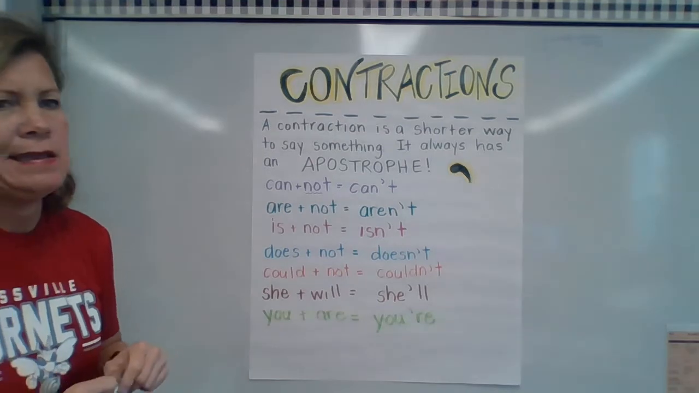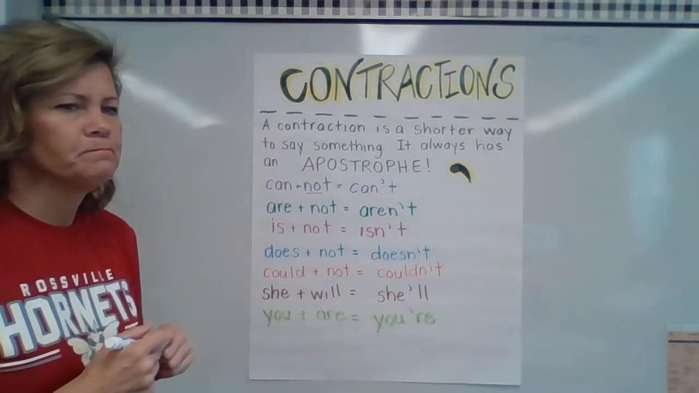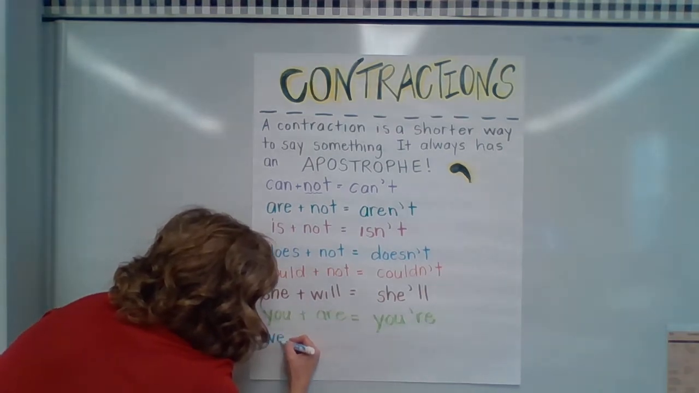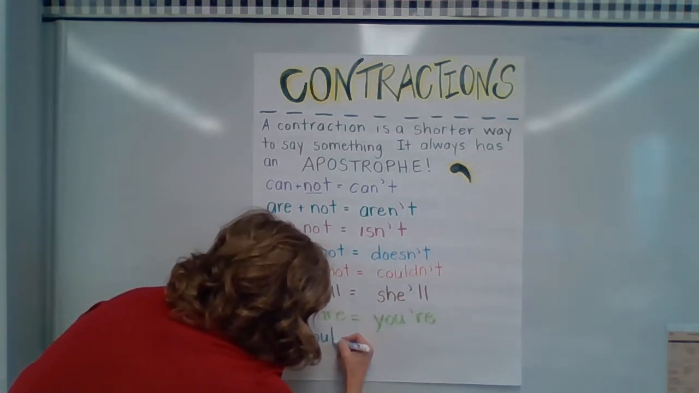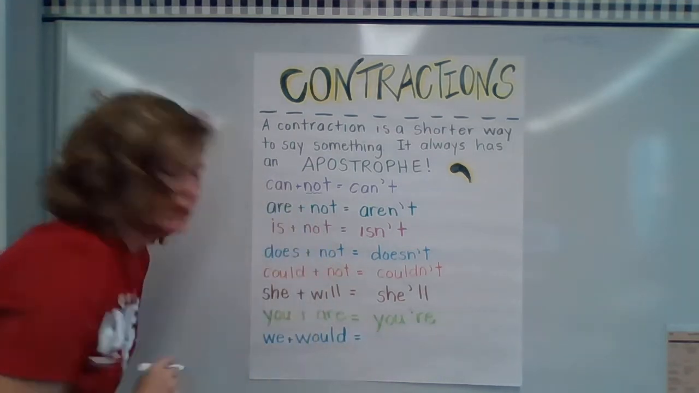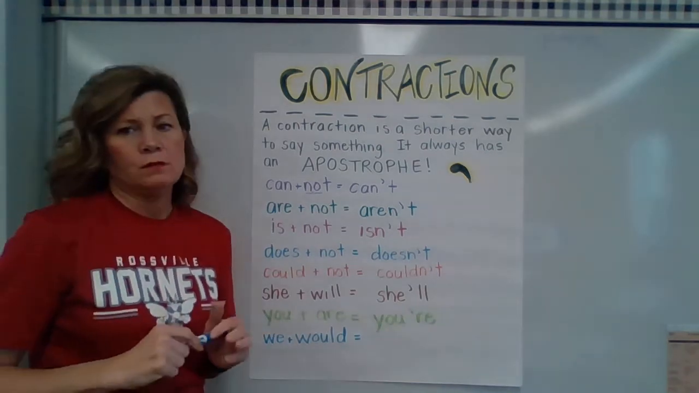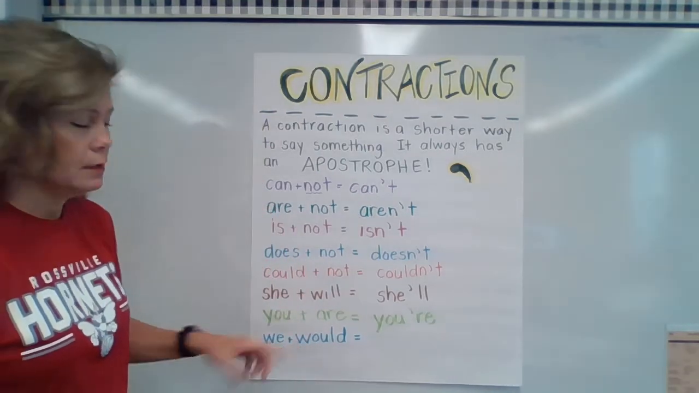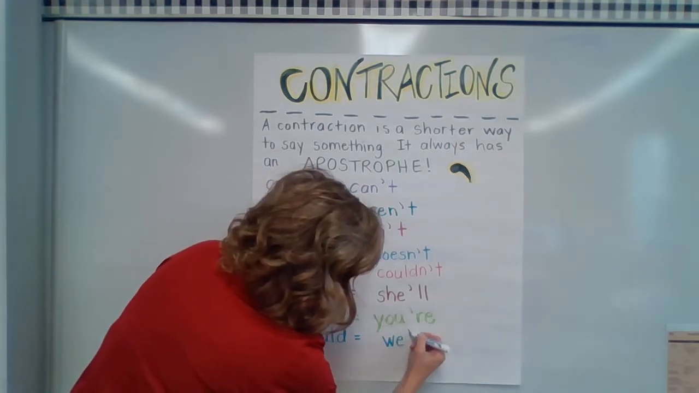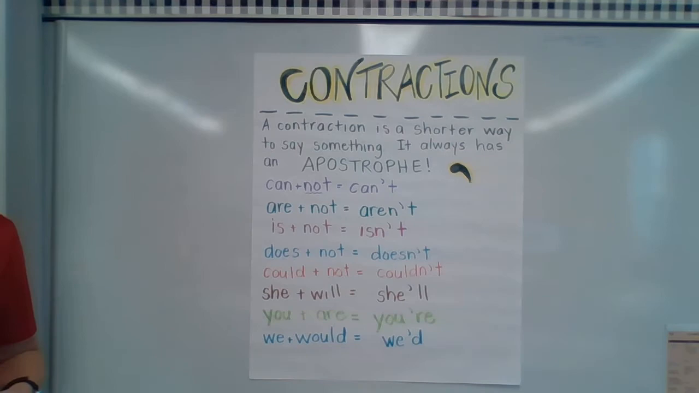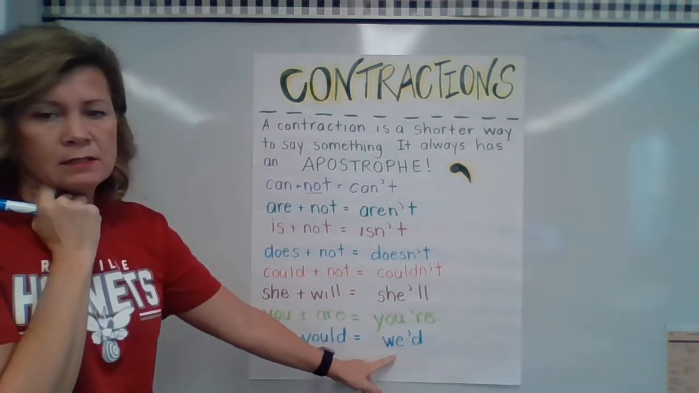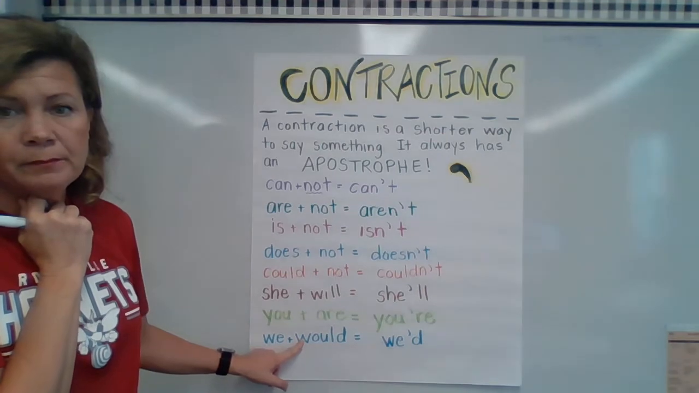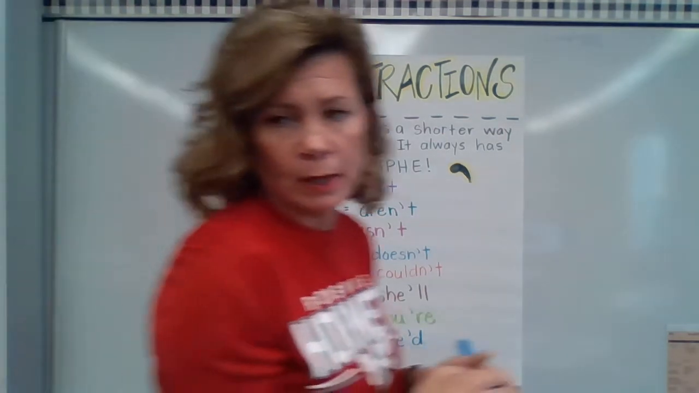How about if I say, what if I said we would? What if all my students came up to me and said, "Oh, Mrs. Schaefer, we would be happy to help you with work in the classroom"? We would turns into we'd. We'd be happy to help you in the classroom. Oh my goodness gracious, guys. Check this one out. Here's we. That stayed the same. The apostrophe takes the place of W, O, U, and L. Whew, that's a lot of letters left out of that one. But definitely we would. Okay?